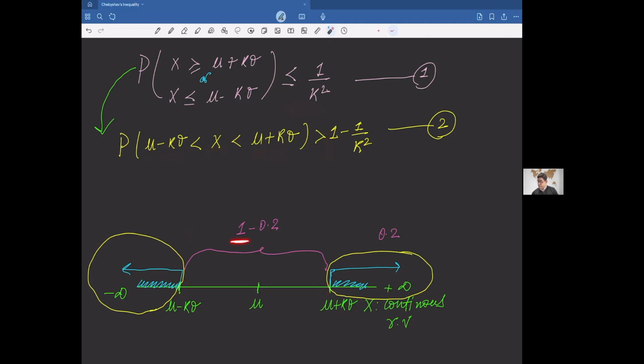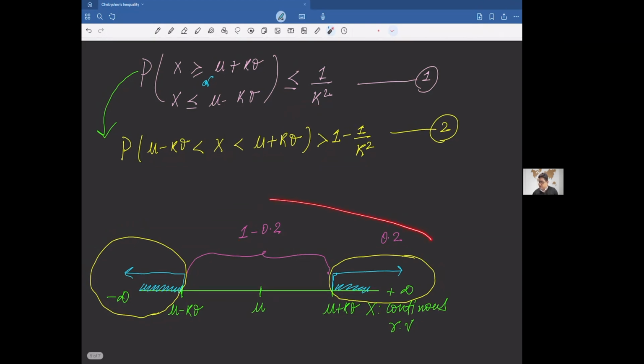Here I have written 1 minus 0.2 because this probability plus this probability is 0.2. So this probability should be 1 minus 0.2. At least it should be 1 minus 0.2. This is not exact. This is at least, because this is less than. So that's why this should be at least this value. It can be greater also.